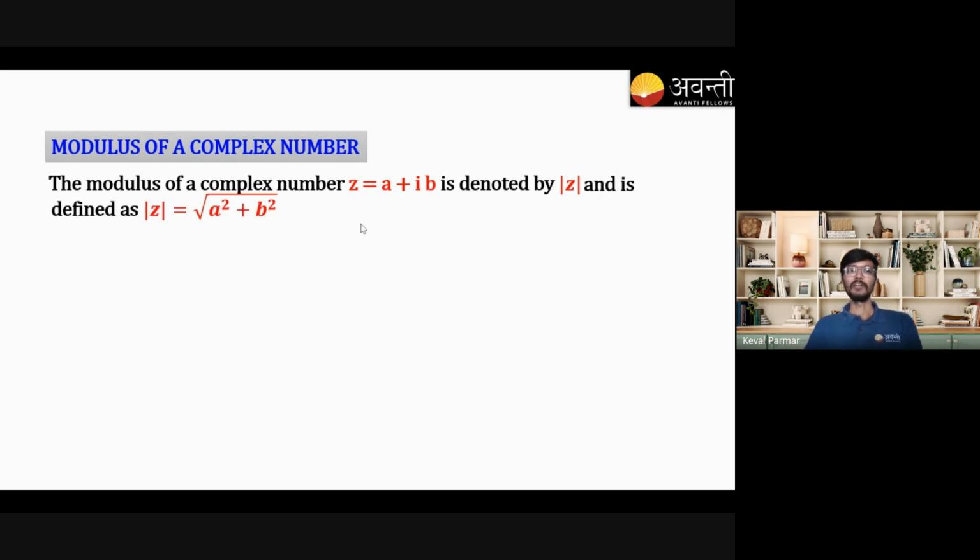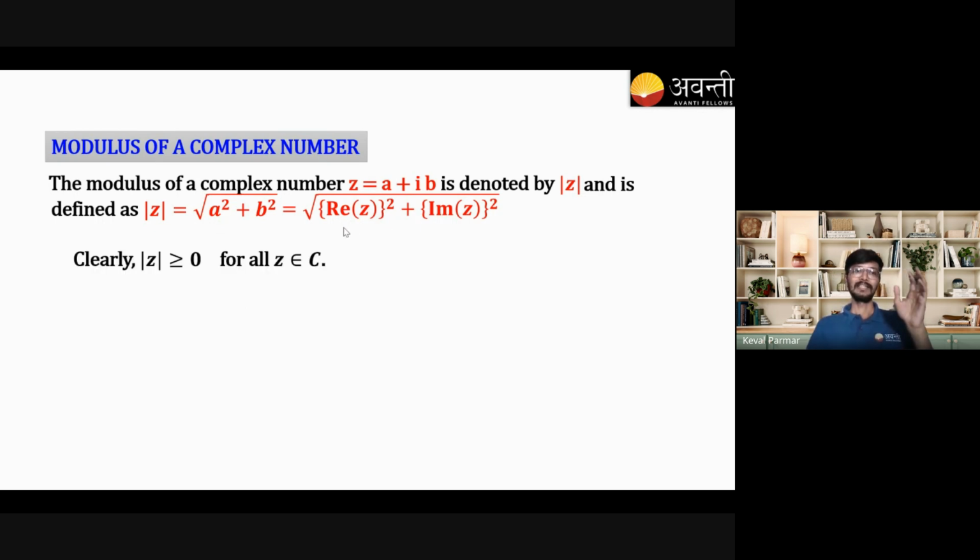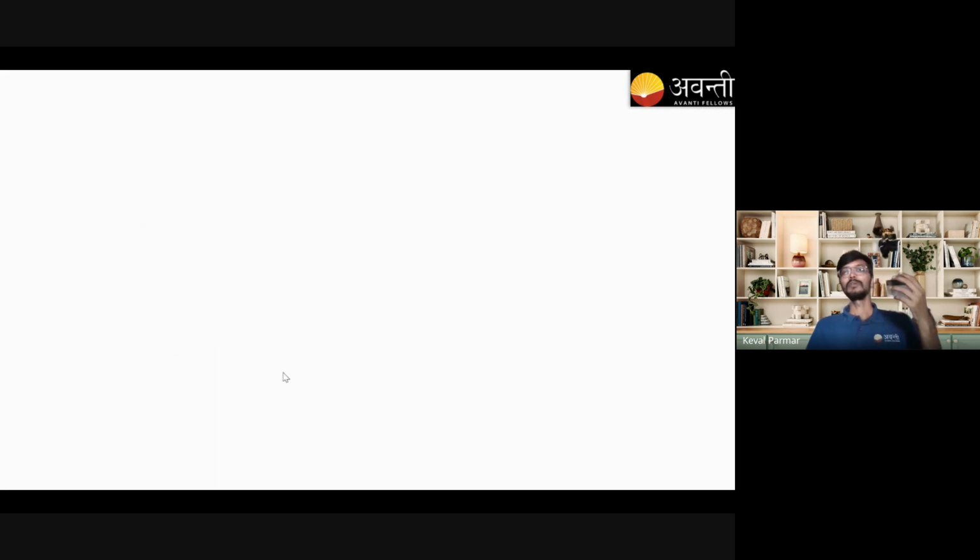And what is the value of mod of z? It is the under root of a squared plus b squared, which is basically the under root of real part squared plus imaginary part squared. Correct? Next, obviously, guys, it's a modulus and it's an under root, so it is always greater than or equal to 0. Now, example, if z1 is 3 minus 4i, what will be its modulus? Under root of 3 squared plus minus 4 squared, which is equal to 5.